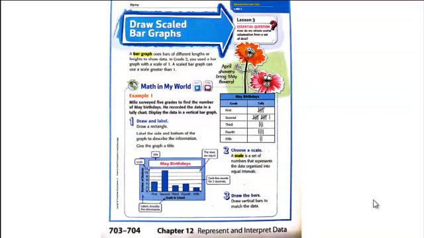First, open your book to page number 703. Today, we'll talk about a new lesson called Draw Scaled Graphs. In this lesson, we will learn how to display data in a vertical graph or a horizontal graph. The objective of this lesson is that students will draw scaled graphs.